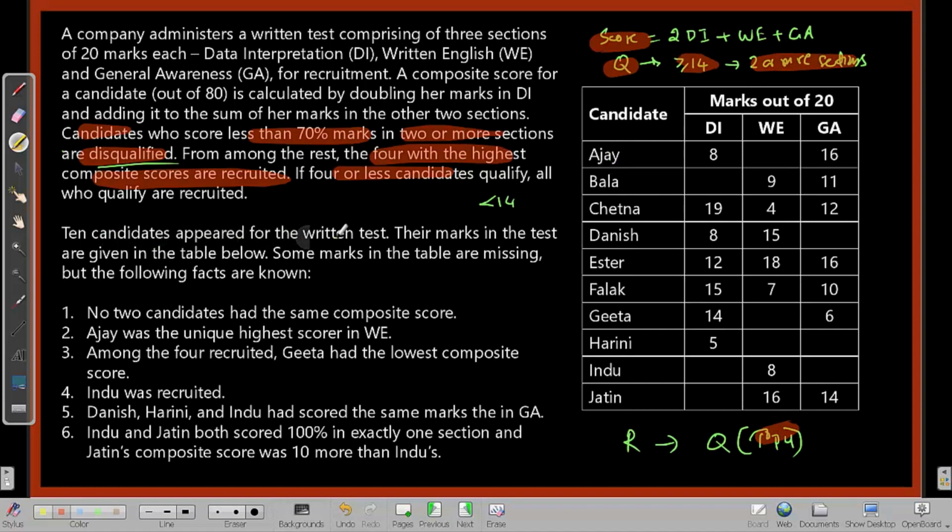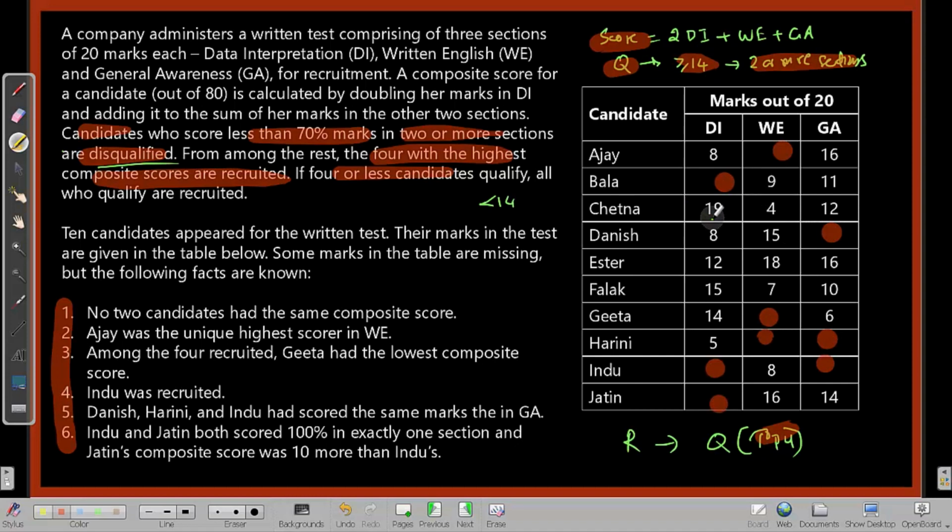And 10 candidates appear for the written test. Their marks in the test are given in the table below. Some marks in the table are missing, but the following facts are known. So you have 6 facts to make the deduction about all this missing data. So that's what we'll have to do.